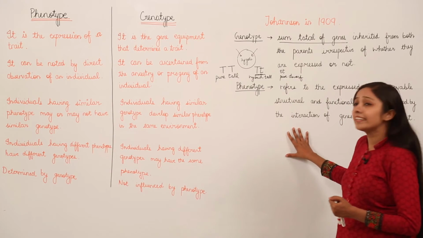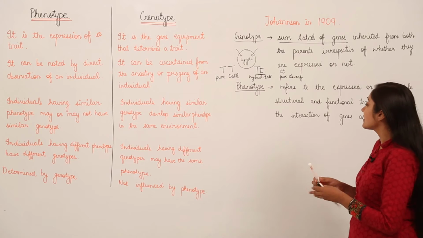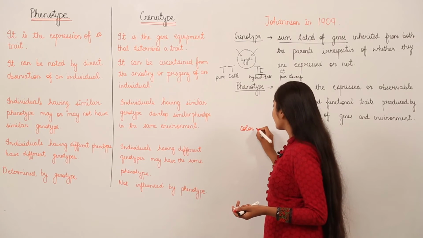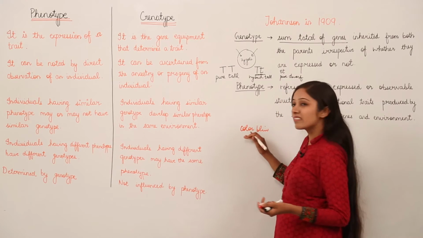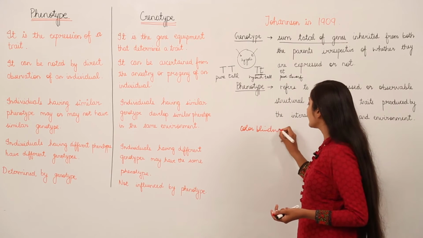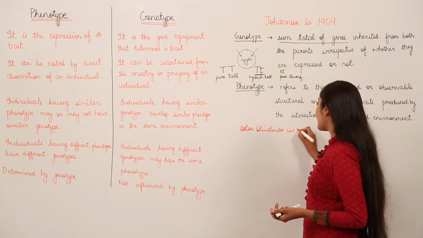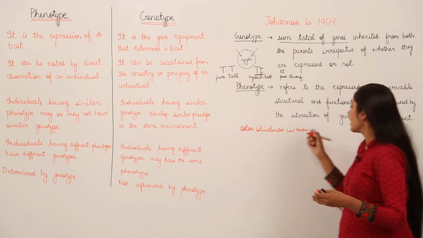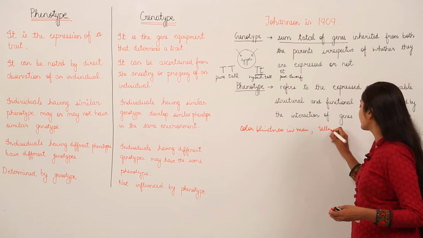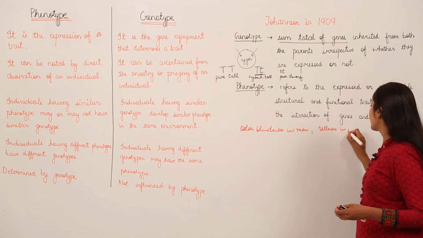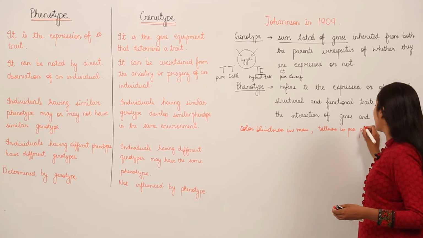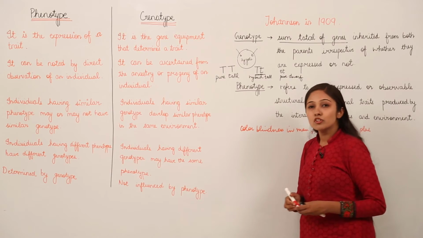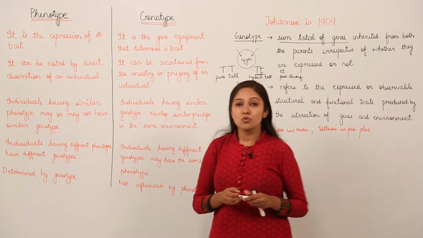If I have to cite an example over here, we can cite color blindness in man. Okay, so this is an observable trait, color blindness in man. Another example that we can cite over here is this same tallness in pea plant. Okay, this is another example, tallness in pea plant.